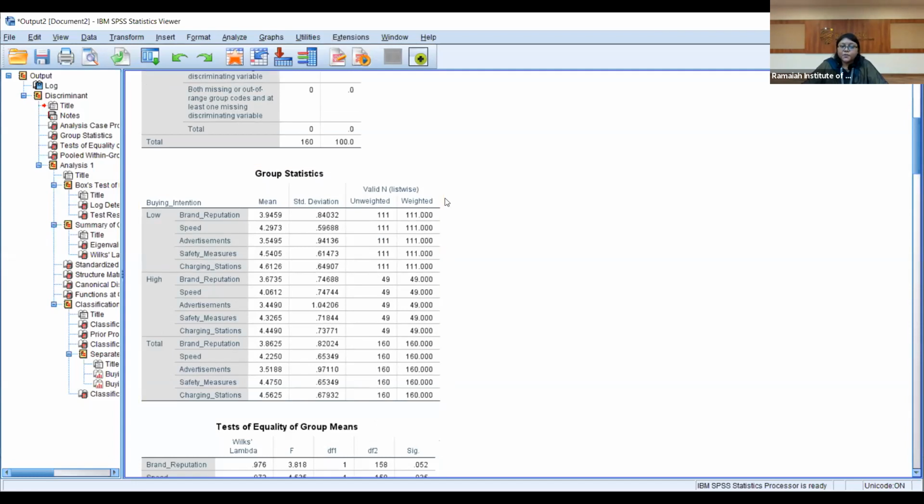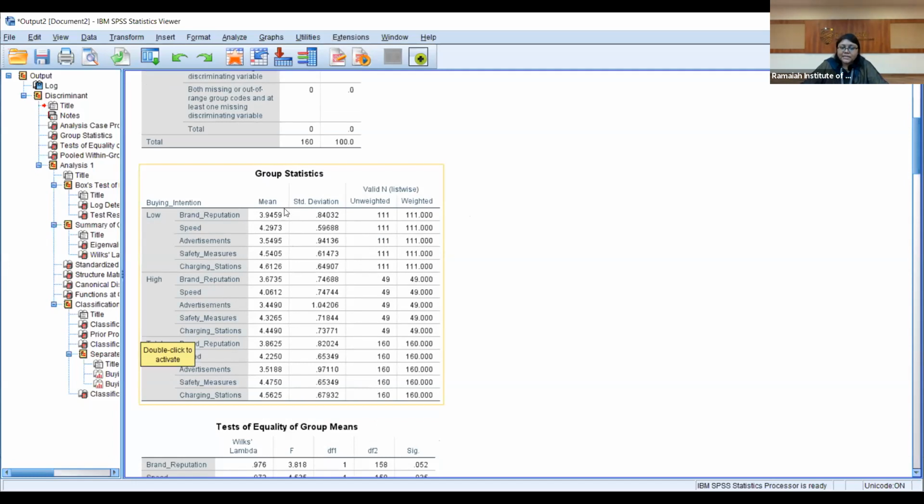The next one is the group statistics. That means with the buying intention, the first one is low buying intention and the next one is high buying intention. Now it will have an individual relationship with all these independent variables, and it will give us the mean and the standard deviation. It will also give us the valid population, like how many of them are in the low group and how many are in the high group. So in this low buying intention, you can see a total of 111 samples are there, and in the high group there are 49 samples.